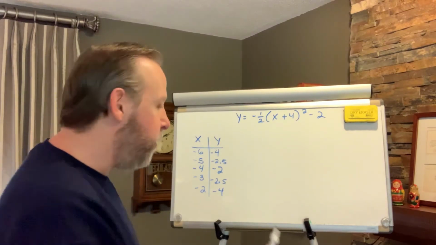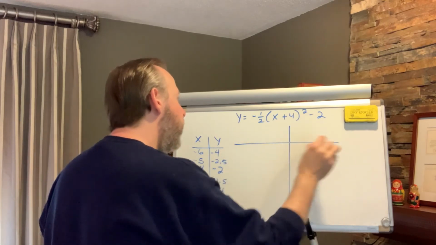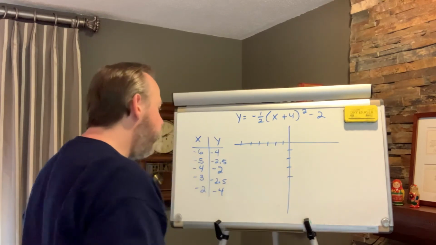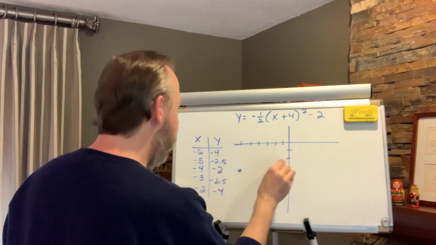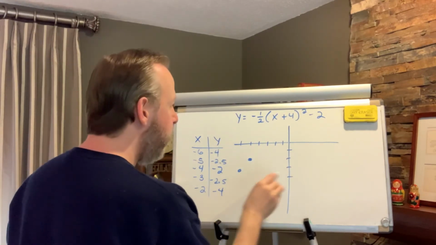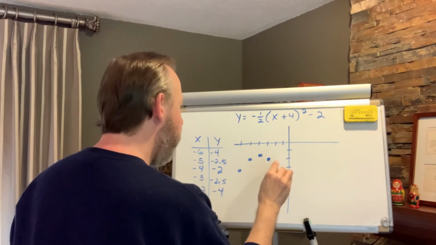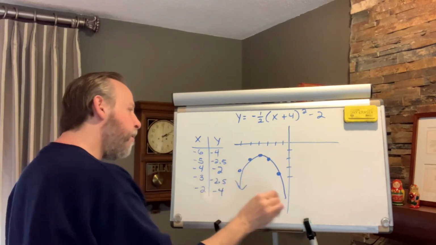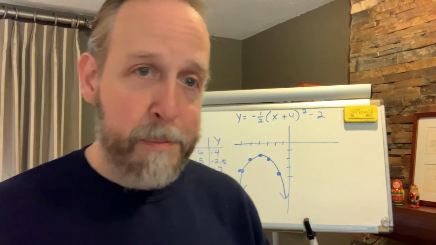And we can graph it without too much stress, I think. We need negative x and negative y for the most part. 1, 2, 3, 4, 5, 6. 1, 2, 3, 4. Good enough. Negative 6, negative 4 is over here. Negative 5, negative 2 1/2. We'll round over there. Negative 4, negative 2. Negative 3, negative 2 1/2. And negative 2, negative 4. We can sketch our parabola. And that's all you had to do for BB.5. Okay?